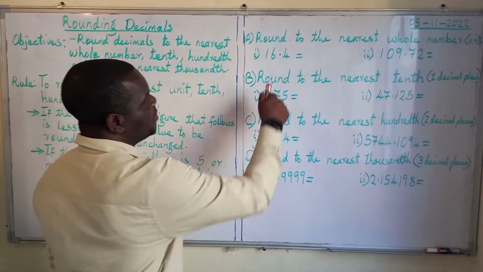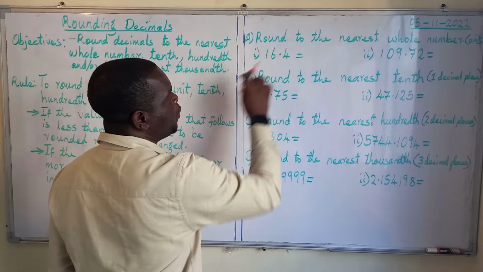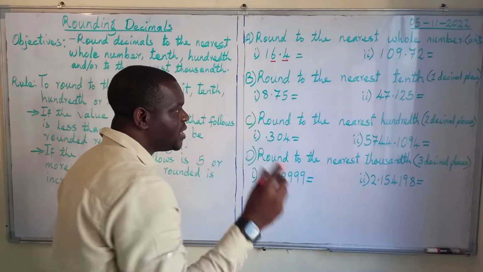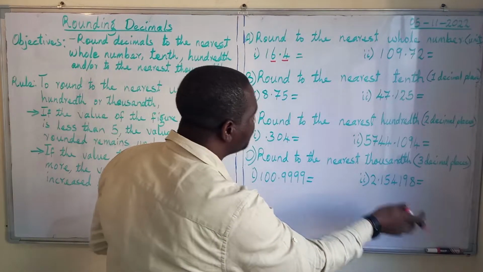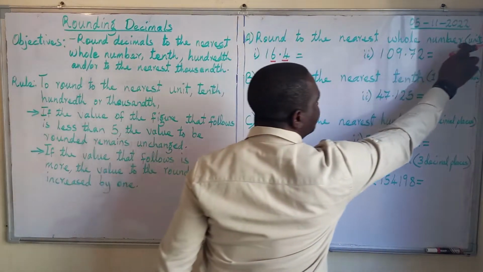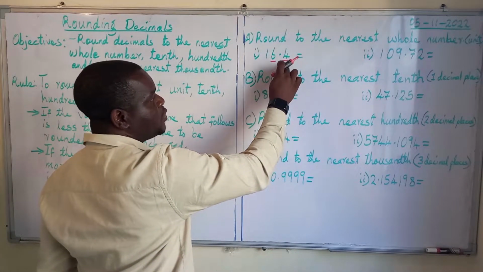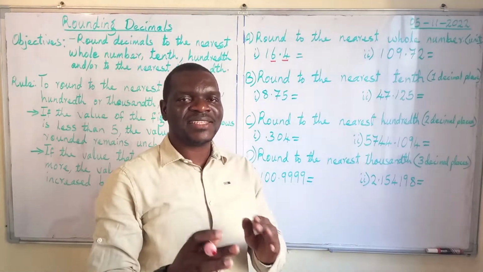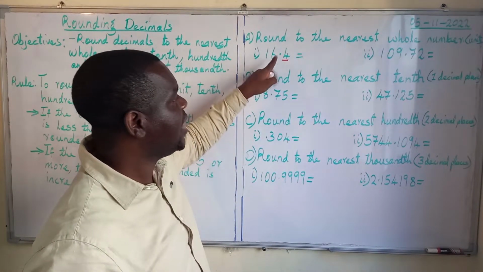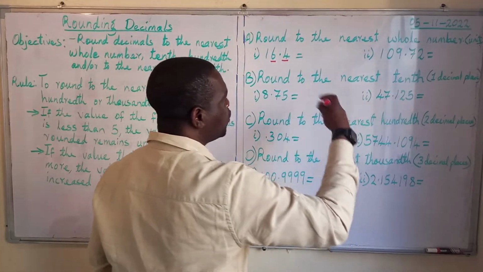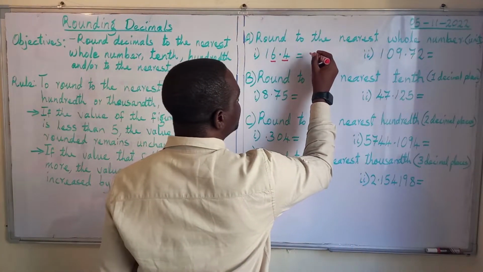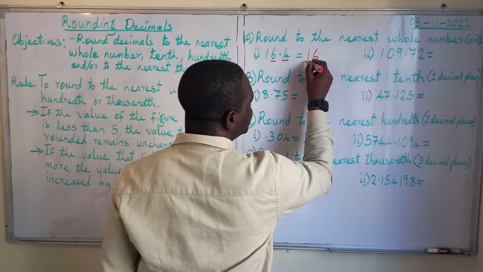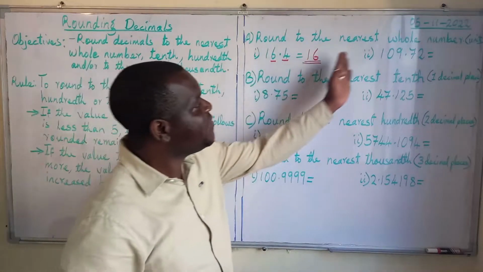The first one, Roman 1, says 16.4. Our concern here are these two values, because we are supposed to look at the value that follows the unit, because we are rounding to the nearest unit. And the value that follows is 4. 4 is less than 5, and we said any value that is less than 5, we maintain the unit and suppress that value that follows and the rest. So here we are going to maintain our 1, and here we'll maintain 6 because we have not added anything, and there is no decimal. This is to the nearest whole number.